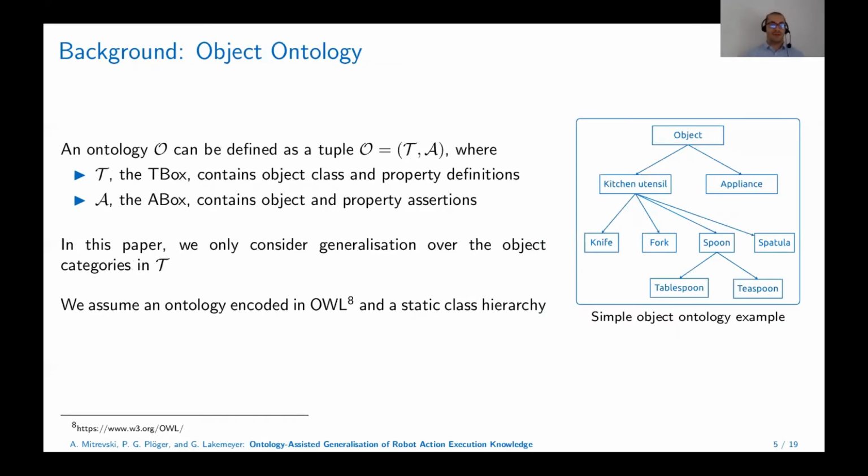The second important concept behind our work is that of an object ontology. An object ontology can be defined as a tuple that consists of two elements: the T box, which contains object class definitions, object property definitions, as well as relations between object classes, and the A box, which includes object class assertions and property assertions. For concreteness, we assume that we have an ontology in the web ontology language, or OWL, and that the class hierarchy in the ontology is static. In this paper, we only deal with generalization over the classes in the T box. An extension of our method to the A box is possible, but with a considerably higher computational cost.